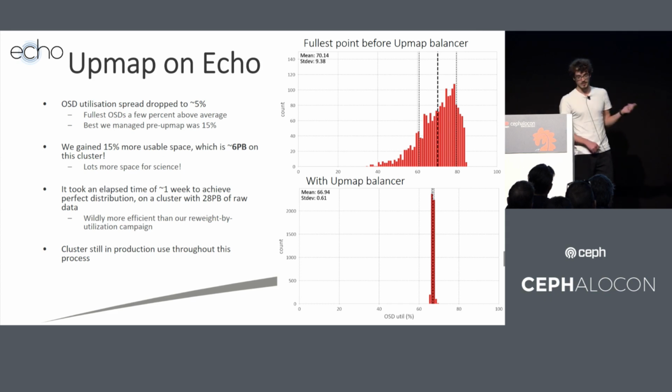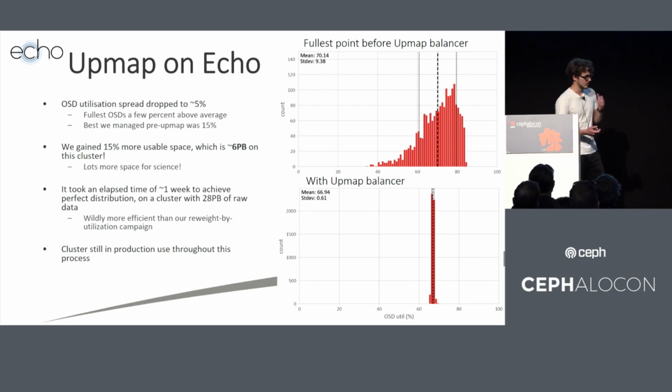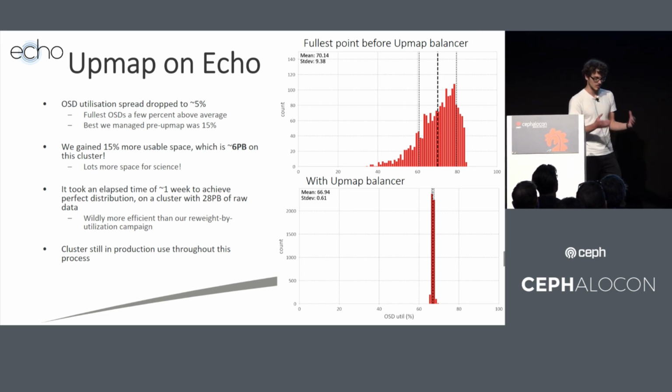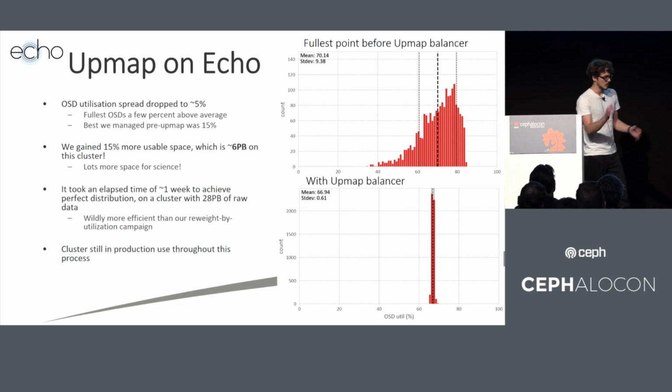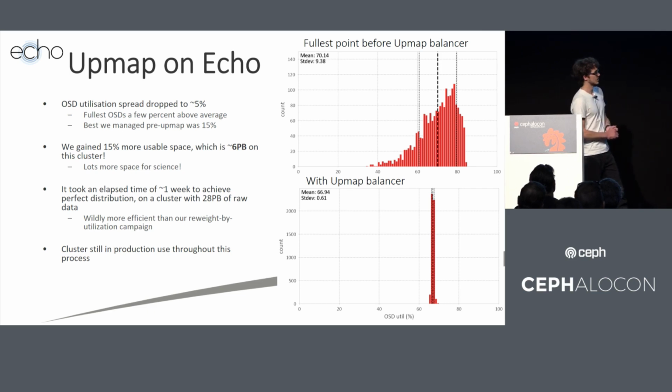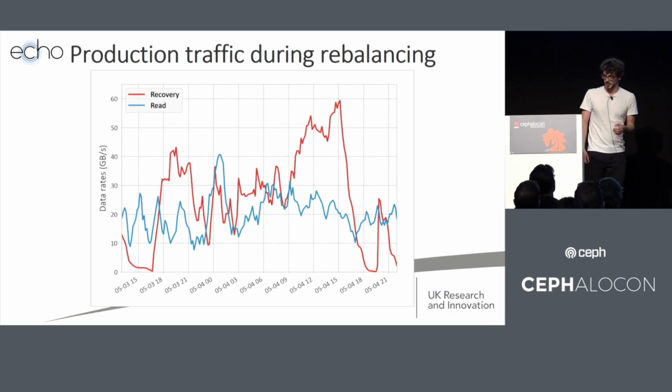The thing that I found really interesting about this was how efficiently it did it. As I said, I'd spent months trying to balance the cluster using reweight by utilization, moving actual petabytes of placement groups around and then having them move back or move in the wrong direction. It was very much a guessing game. This took a week of combined backfilling to balance 28 petabytes of data, which was pretty amazing. And the cluster was in production throughout this whole thing.